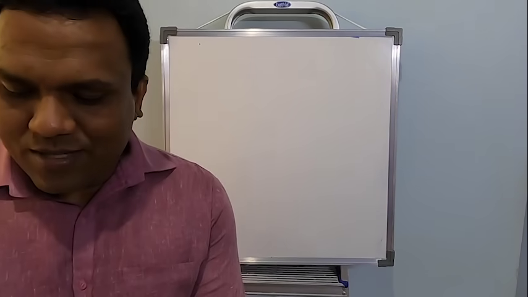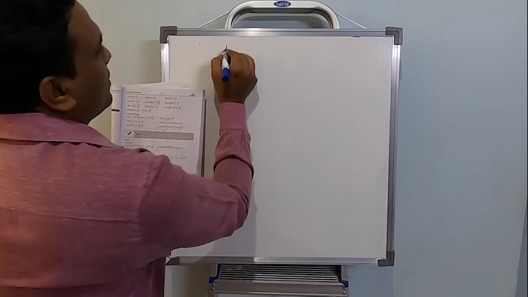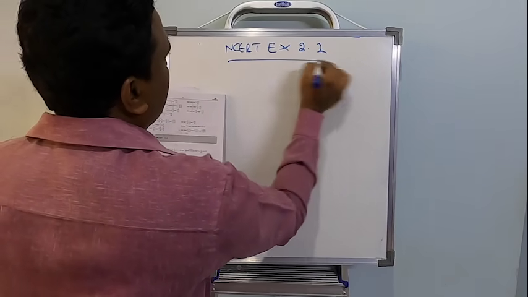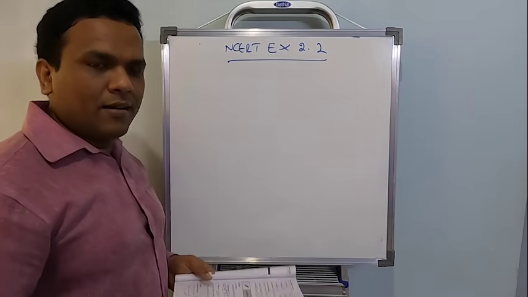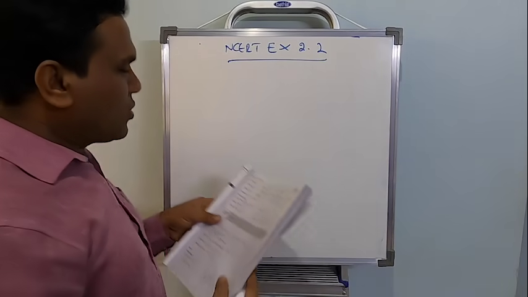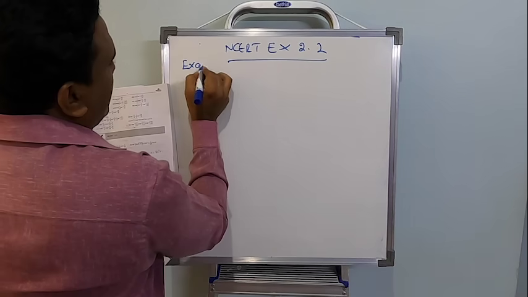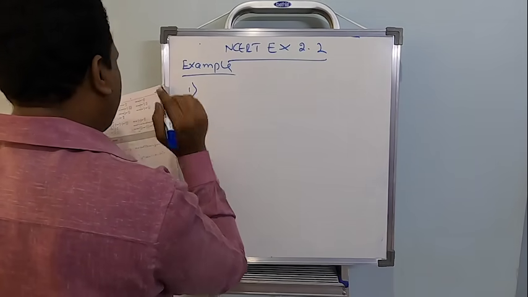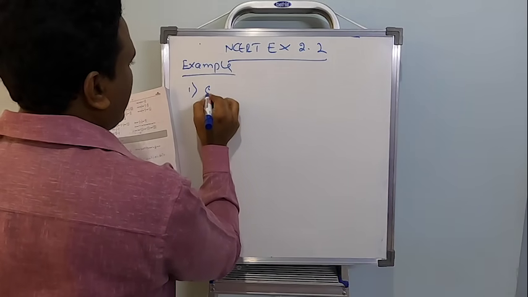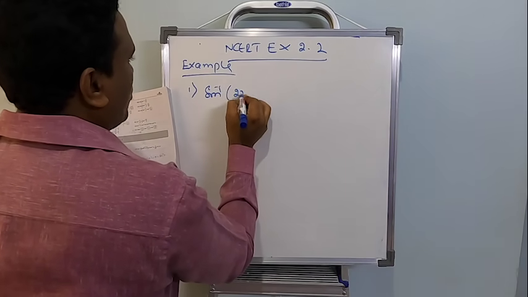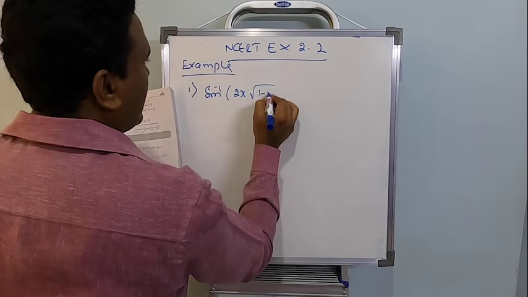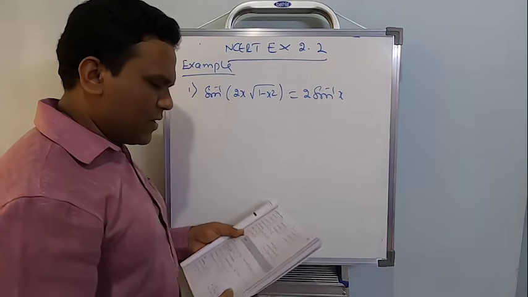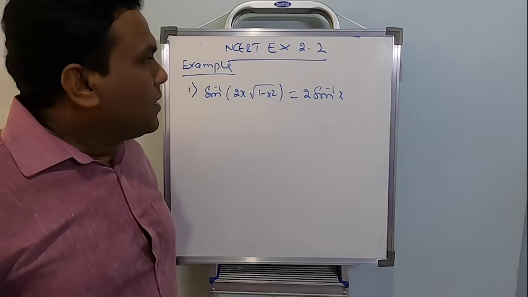Fine, students, now let us go for NCERT exercise 2.2. Under this, some worked examples, and then we are going to start with the exercise. First, let us start with the first example. Show that sin inverse of 2x into root of 1 minus x square is equal to 2 sin inverse x. We will prove this first, then I will go to the next one.